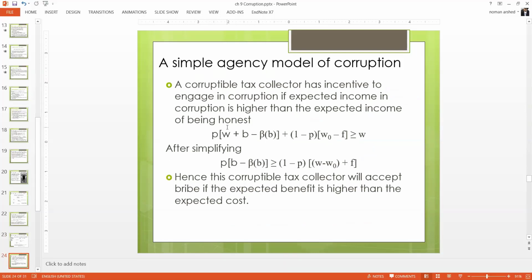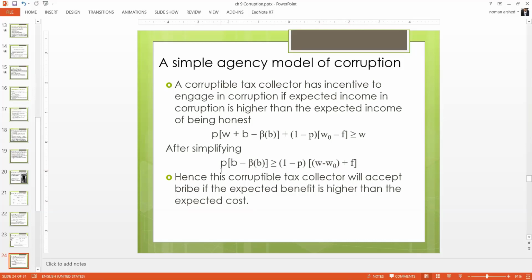The corruptible tax collector has an incentive to engage in corruption if the expected income from corruption is higher than the expected income from being honest. So the probability of success multiplied by wages plus bribe minus hiding the bribe, plus the probability of failure multiplied by private wages minus fine, should be greater than government wages. If that is greater, he will do corruption. If we simplify, the answer is: probability of success times B minus beta B is greater than or equal to 1 minus probability of failure times W minus W0 plus F.